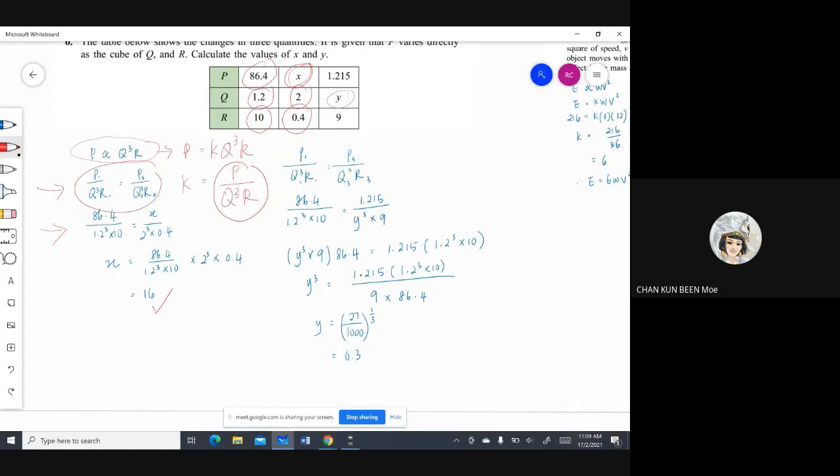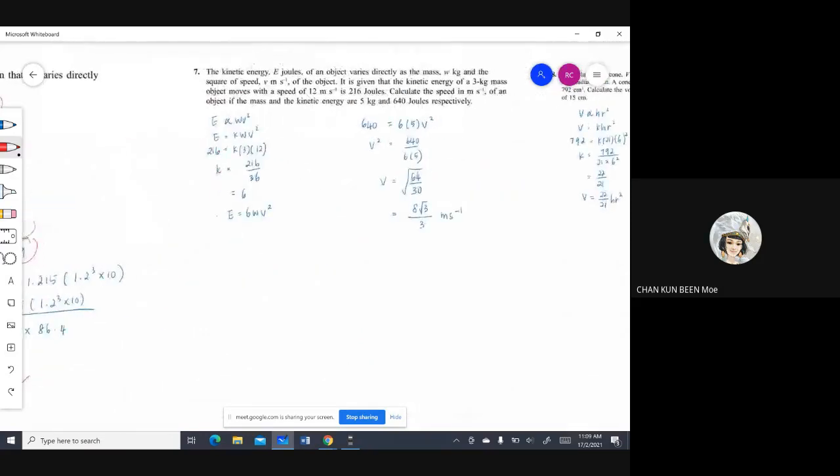Now we want to find the value of Y. You substitute the same thing into the equation just now. So this part you represent the P with the new P, the Y with the Y cube here, and then the 9 with the 9. So solve everything and you will get the value of Y equal to 0.3. You check. Okay, I continue with question number 7.